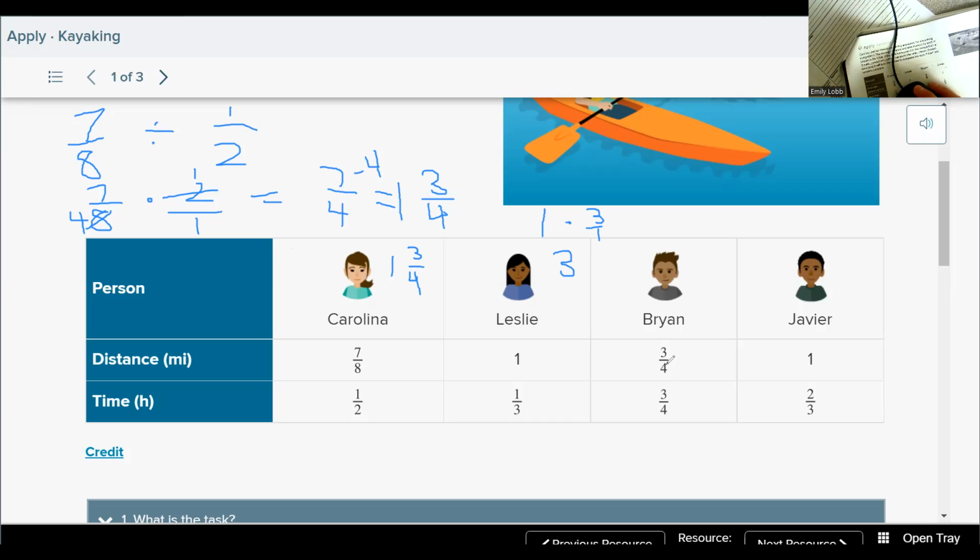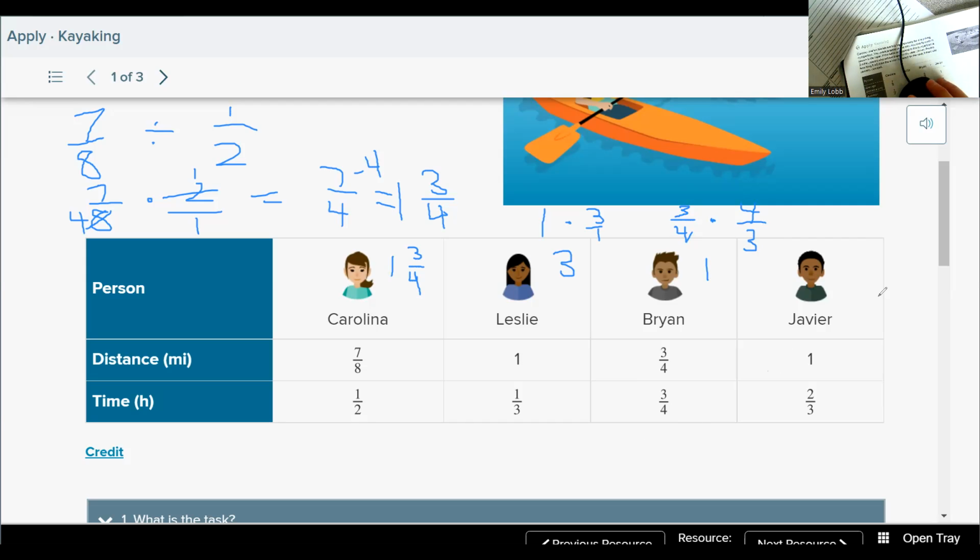All right. Brian, 3/4 divided by 3/4. So I'm keeping the first, which they're the same, and then multiplying by the multiplicative inverse, or the reciprocal of the second. Anytime we multiply by the reciprocal, we get 1. So who's losing between Carolina, Leslie, and Brian? Brian. He's going 3/4 miles per hour less per hour.